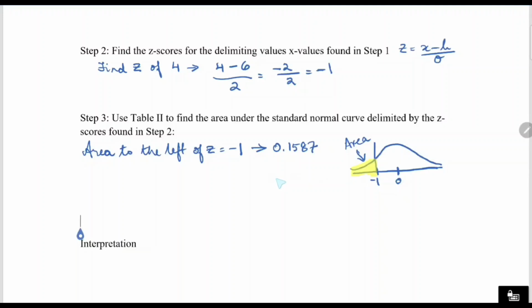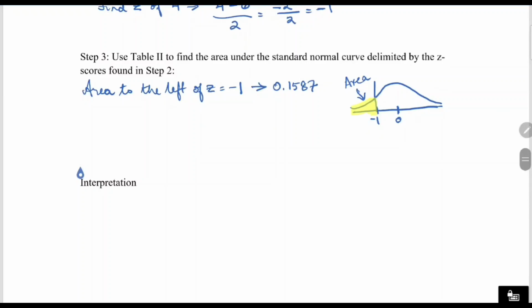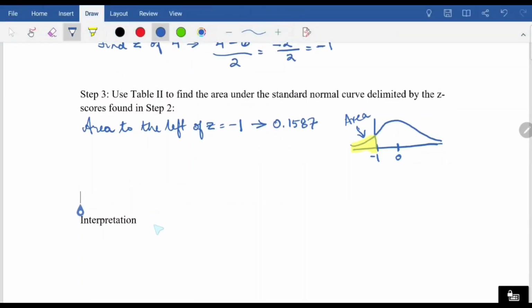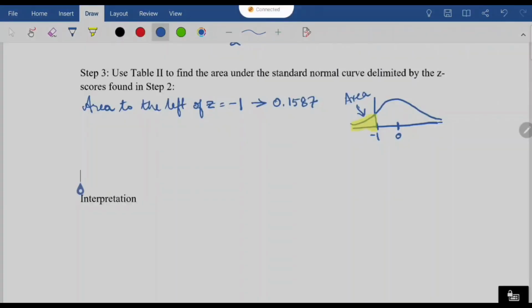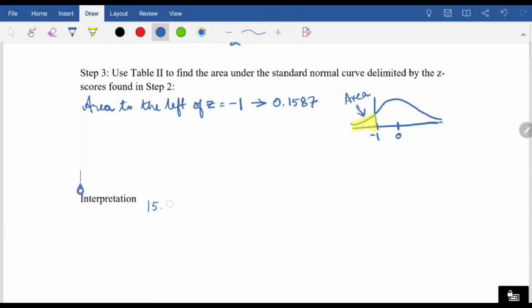However, they asked us to give them the percentage, so let's convert this to a percentage. The way we are going to write it is 15.87% of possible values or observations are less than 4, right?